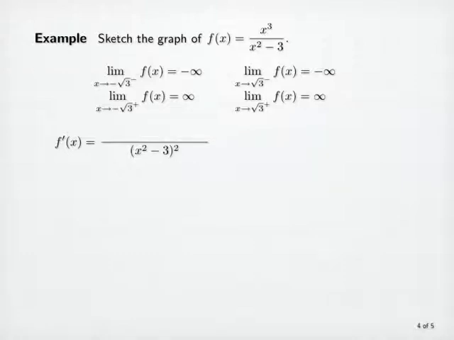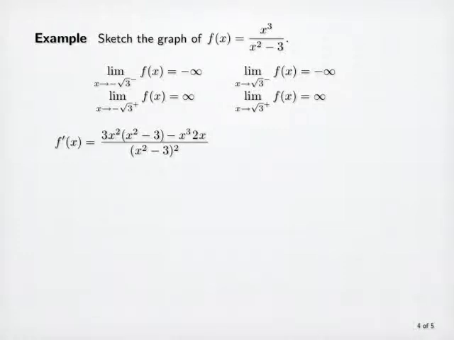F prime of x will be a fraction whose denominator is x squared minus 3 squared, and the numerator is the derivative of x cubed, 3x squared, times the denominator, x squared minus 3, minus the numerator x cubed times the derivative of the denominator, which is 2x.